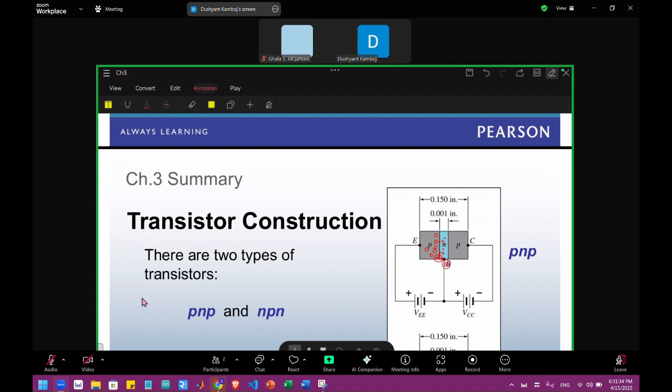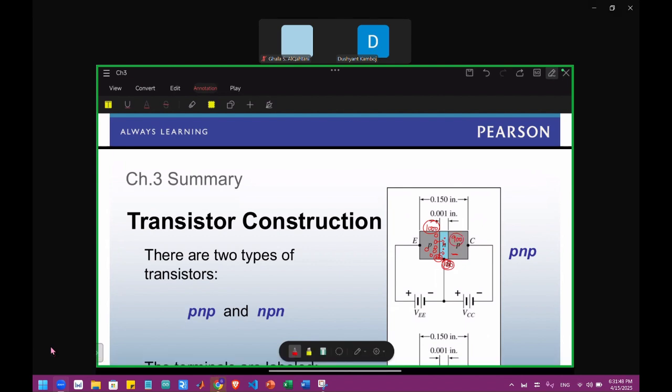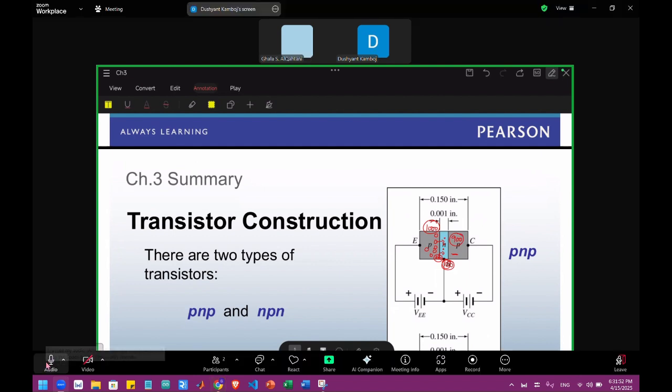So how many holes will reach the collector? Can you tell me? There are 1,000 holes coming from this emitter. Let us take 100 holes recombined in the base. So how many will reach the collector? That is 900, right, Gala? Should I repeat this thing again? Because there is a recombination.